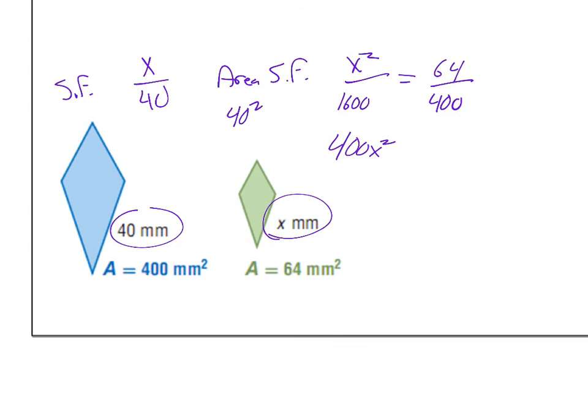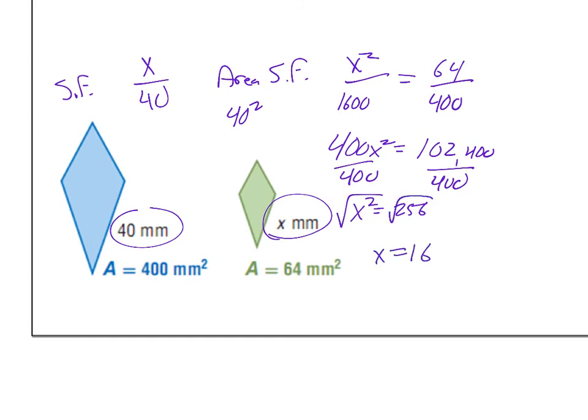So that's 400x squared equals 64 times 1,600, which is going to be a massive 102,400. Then when I divide that, I get x squared equals 256. So I have to square root that. So after all that, I'm back down to 16 millimeters. That's how big that is.